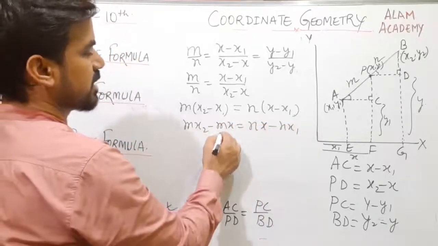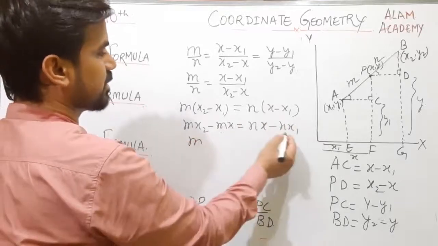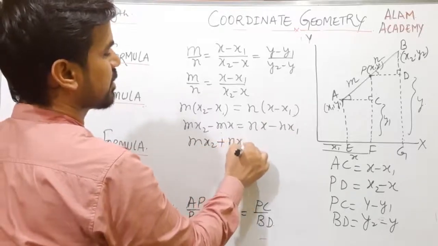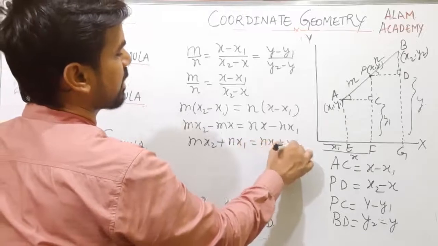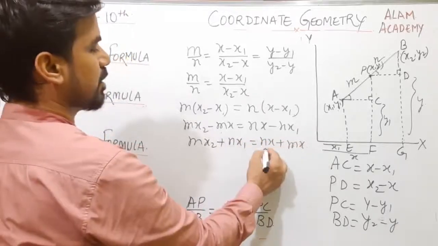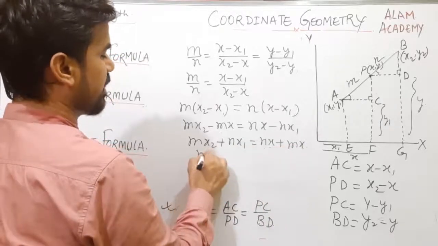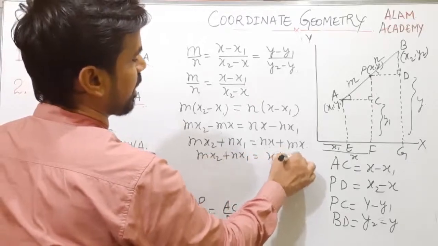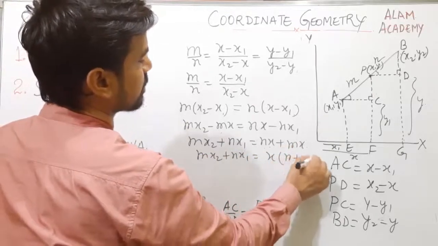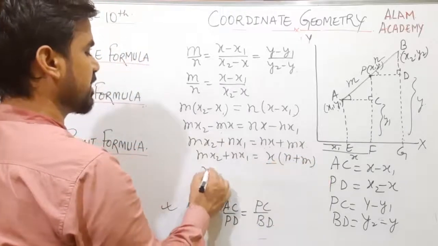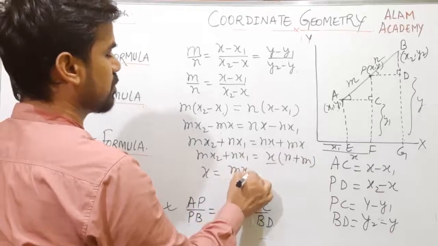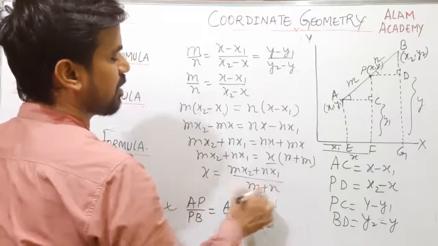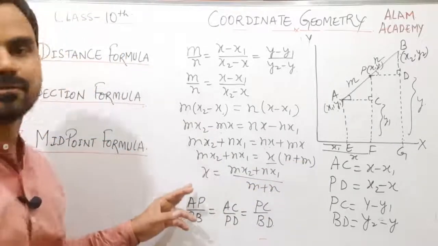Okay, now take this minus mx to that side and bring this minus nx1 to this side, so mx2 plus nx1 equals nx plus mx. Now we can take the common x, so (mx2 plus nx1) equals x times (n plus m). So finally we can write x equals (mx2 plus nx1) divided by (m plus n). Okay, so in this way we have got the value of x here.